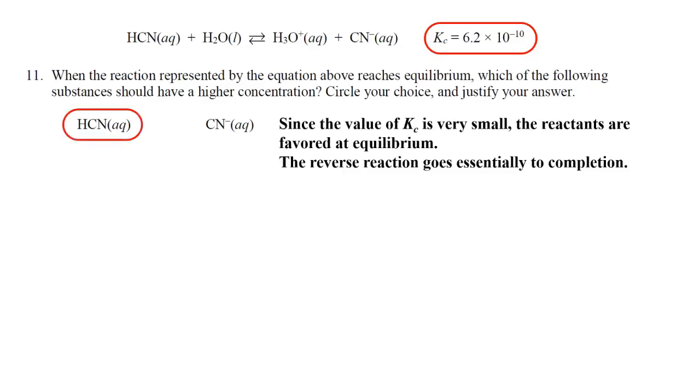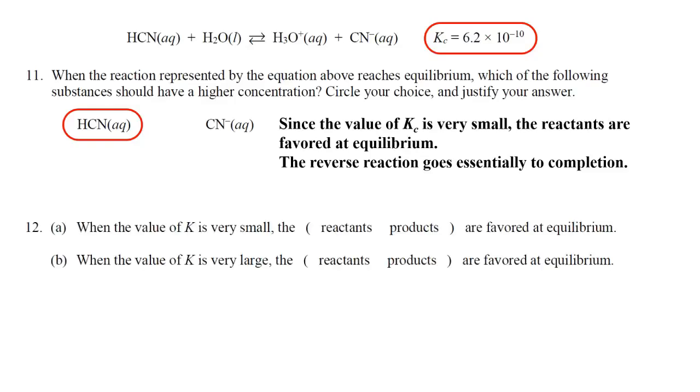So since the value of Kc is very small, the reverse reaction essentially goes to completion. So we are favoring the reactants at equilibrium instead of favoring the products. So to summarize what you have seen in questions 10 and 11, here is question 12.